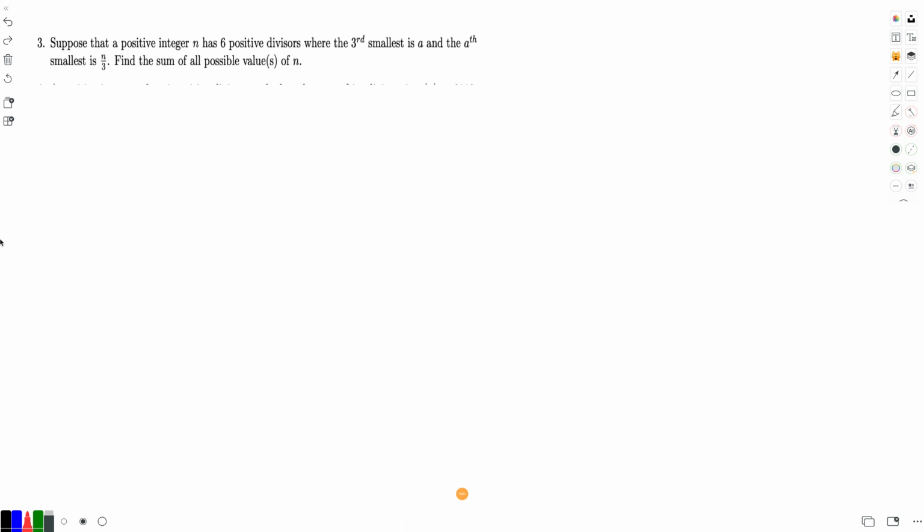And this is the Stanford Math Tournament Number Theory problem number 3. Here's a view of this problem. Suppose that a positive integer n has 6 positive divisors, where the third smallest is a and the eighth smallest is n over 3. Find the sum of all possible values of n.